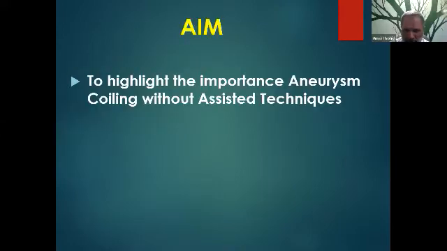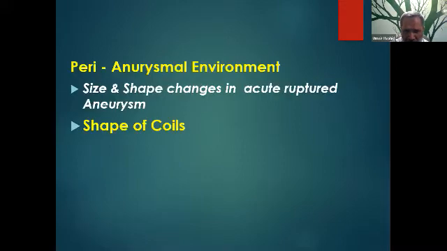Of course, I have to highlight the importance of simple coiling with assisted technique. But the most important reason why I do so is the aneurysmal environment, because of the size and shape changes in an acutely ruptured aneurysm. You will see in the following slides how it changes with the perianeurysmal architecture.